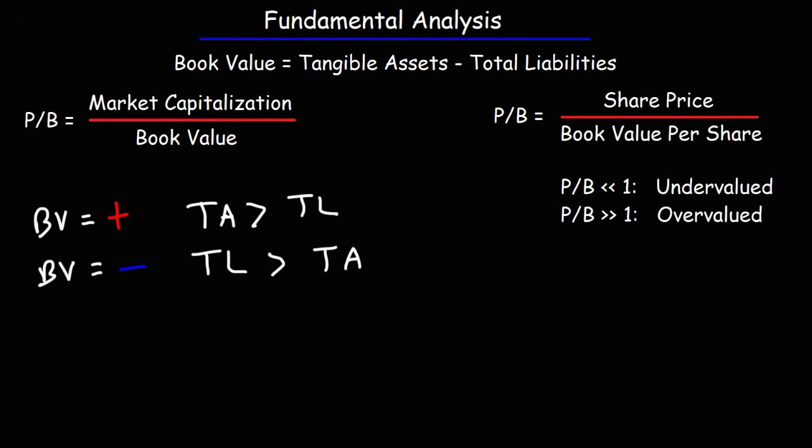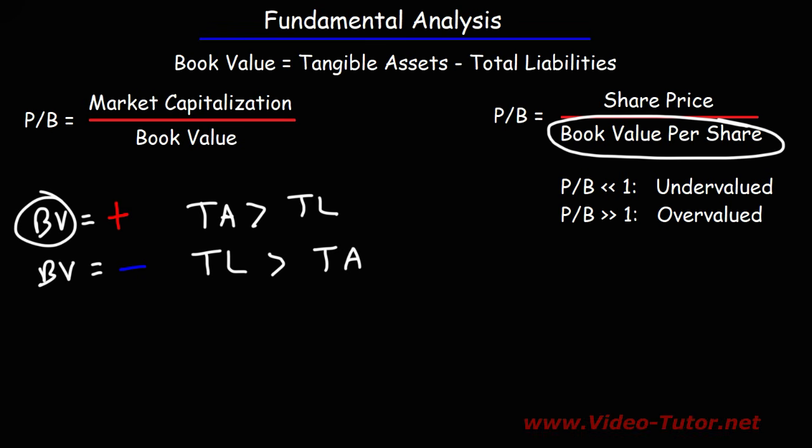The same is true with the book value per share. If the book value per share is positive, then the book value will also be positive, and that's a good thing. If the book value is negative, then the book value per share is negative. Some websites like FinViz and other stock screeners may show the book value per share as opposed to the book value. So it's important to be familiar with both of those terms.